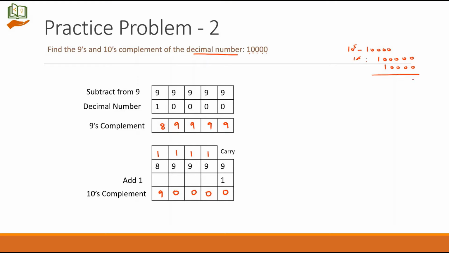Now just subtract 0, 0, 0, 0. This is 10, this is 0. 10 minus 1 is 9. Did you get the same answer here? Yes. So instead of taking a separate procedure for tens complement, we are going with the nines complement and adding 1 to get the tens complement. So this is the answer of nines complement and this is the answer of tens complement.